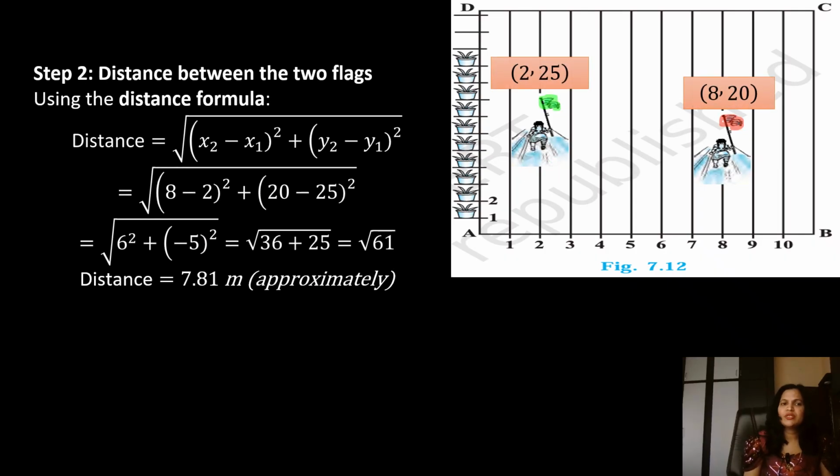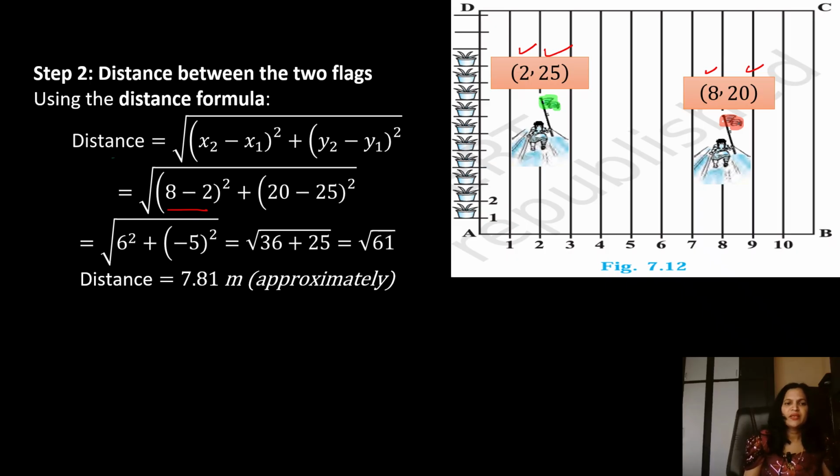So what is asked in the first question? The distance between Niharika and Preet, the distance between the two flags. Using the distance formula, we know both the points. Distance formula is square root of (x2 minus x1) square plus (y2 minus y1) square. That is square root of (8 minus 2) square plus (20 minus 25) square. 8 minus 2 is 6 square, 20 minus 25 is minus 5 square.